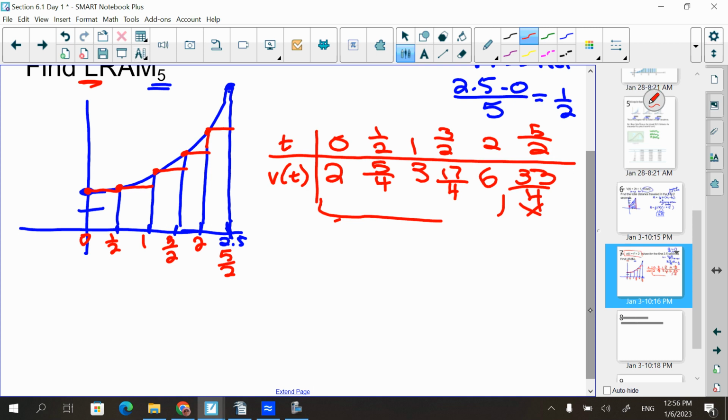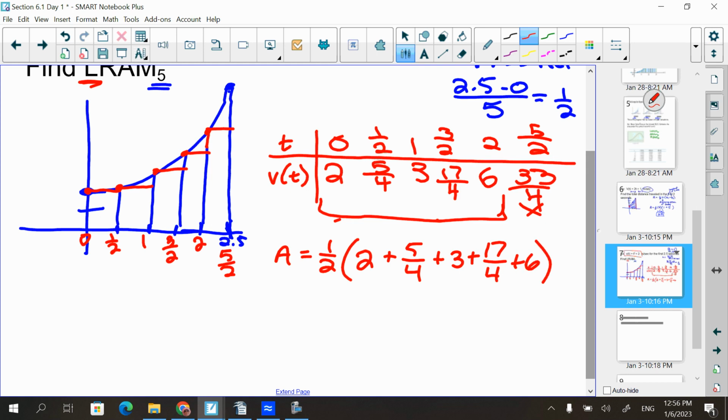All right. So now what I do is, in order to find this area, I take the width of each rectangle, which is 1/2, and then I multiply it by the sum of all of these over here: 2 plus 5/4 plus 3 plus 17/4 plus 6. Because what you're doing is you're saying the length times the width of the first one is that, the length times the width of the second one is that, the length times the width of the third one, length, width, you know. It saves you time, though, to write that width just once.